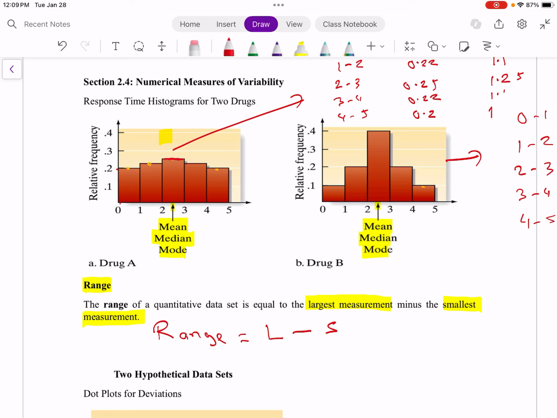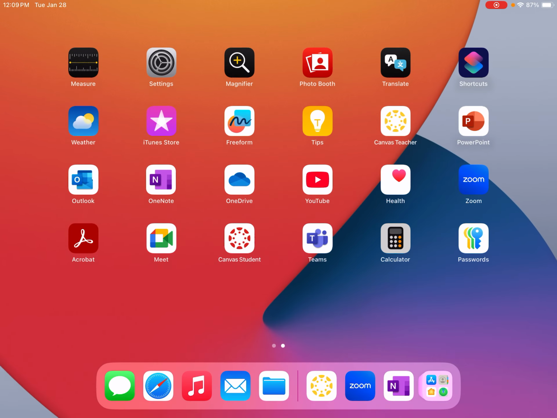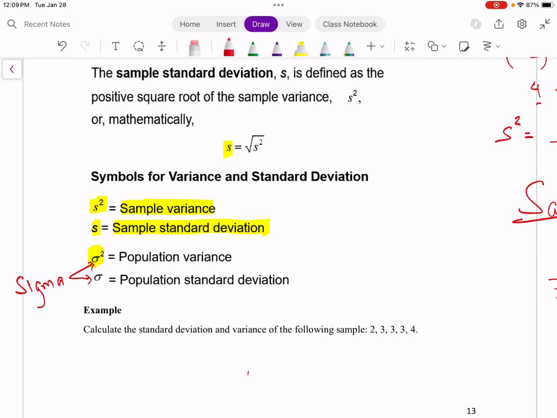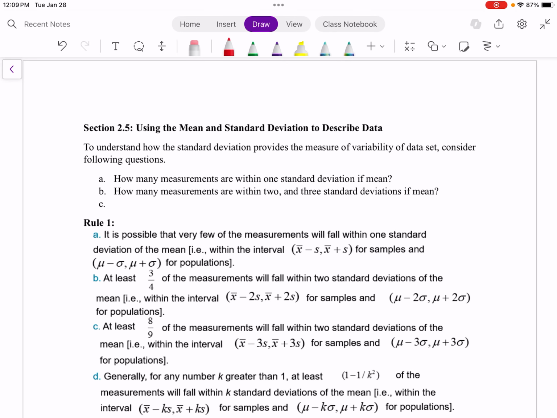So if we have a data set with a larger standard deviation, it means more spread, more variable, right? If we have a data set with a smaller variance, it means less variable, less spread. Now, in our new section 2.5, we will try to use these measures of variability to describe one data set.